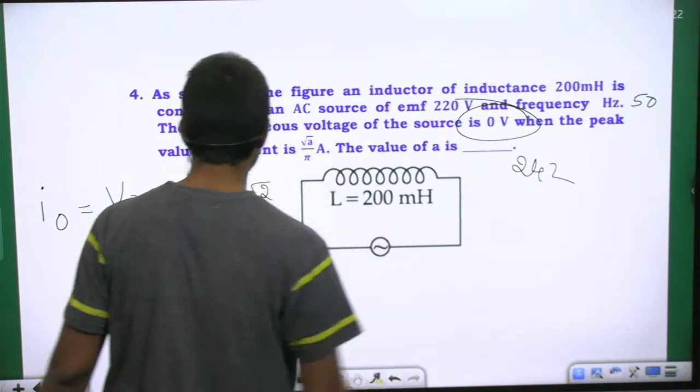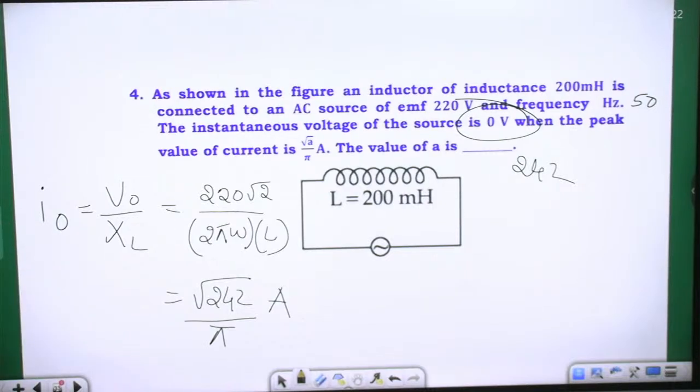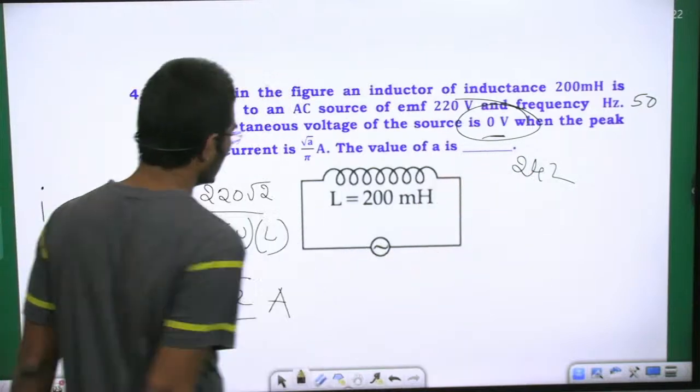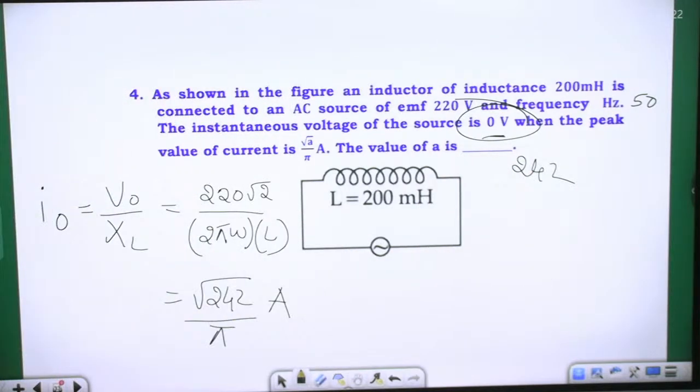See, nothing, straight. Once you are aware that at this instant, when the voltage is 0, I will be at its peak value because the phase difference between them is 90 degrees, from this formula we can directly find. There is nothing much logic in it, straight question.